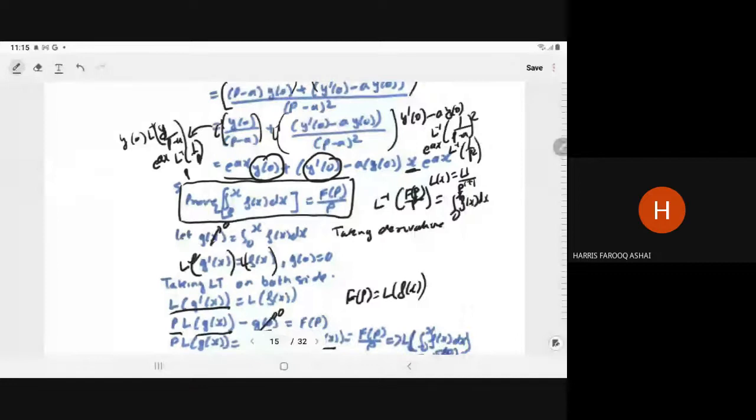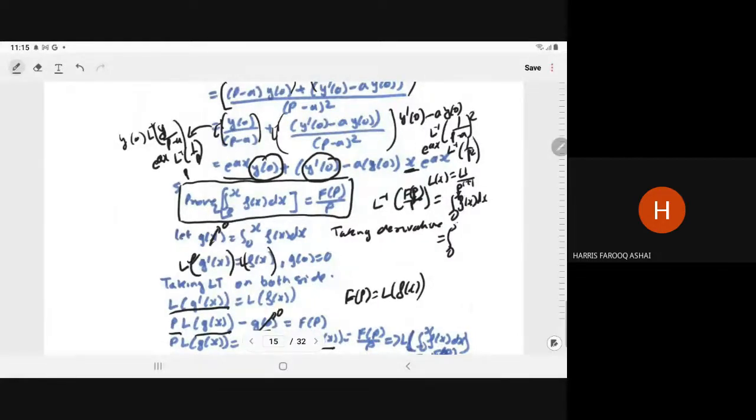And what is f(x)? It is the integral 0 to x, where f(x) is the L inverse of F(p), L inverse of F(p) into dx. Right? So in both ways you can use this result.